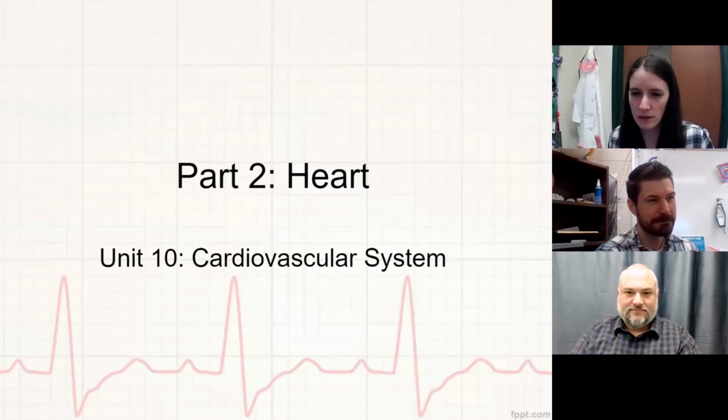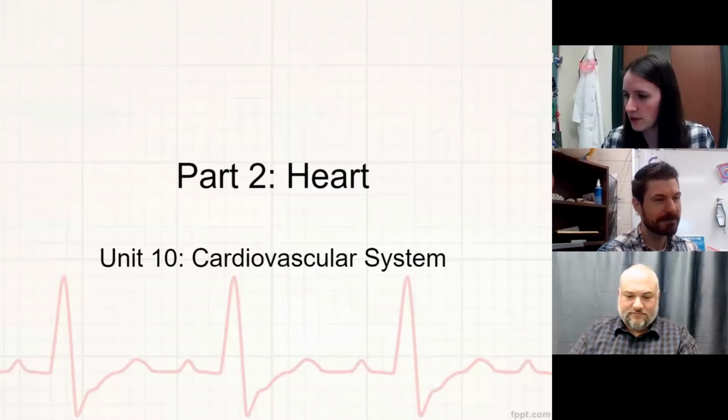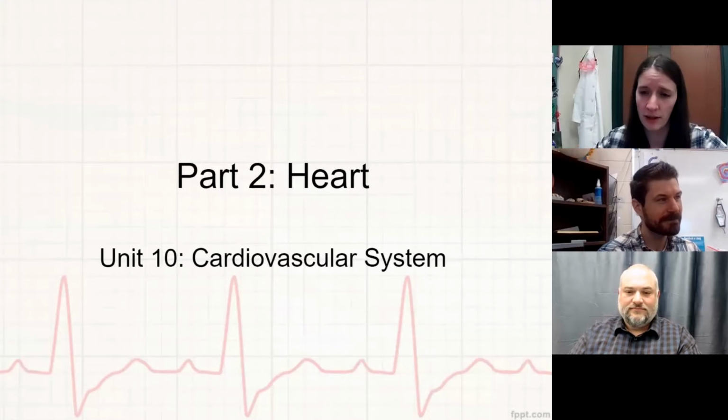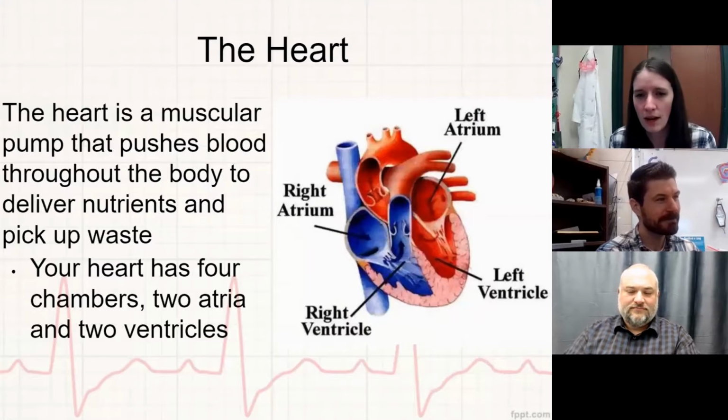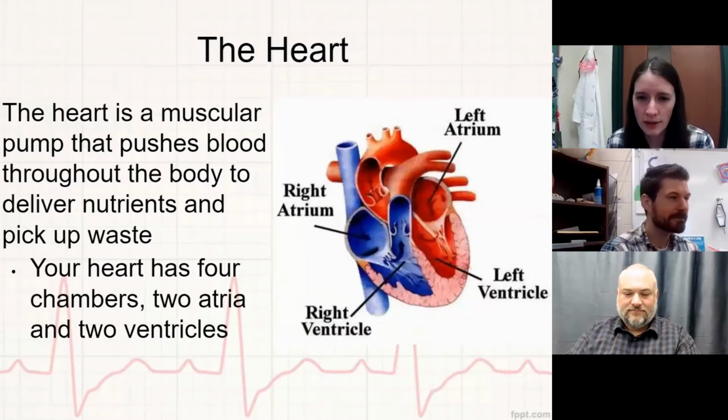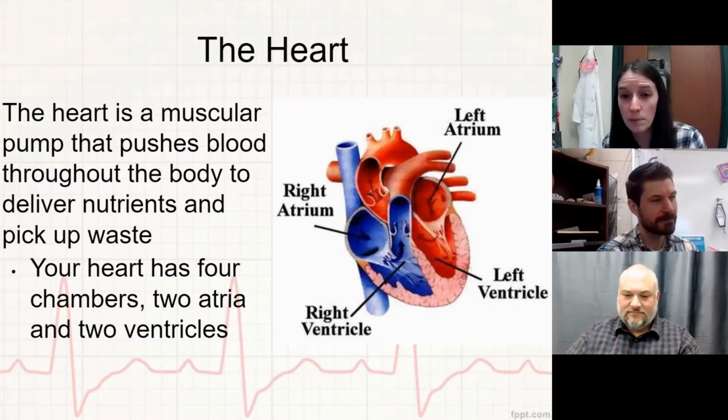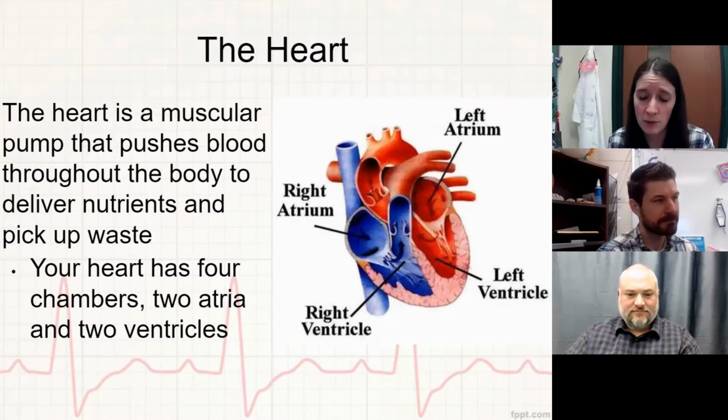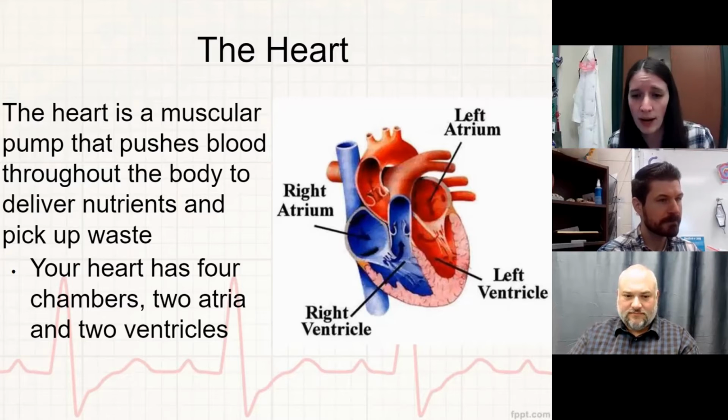We're on to part 2, the heart. So we'll be getting into some anatomy about the heart. So let's get started. First, what is the heart? It's a muscular pump that's pushing blood throughout your body. And as we talked about last time, the main function of the cardiovascular system is to deliver nutrients and pick up waste from your cells all across your body.